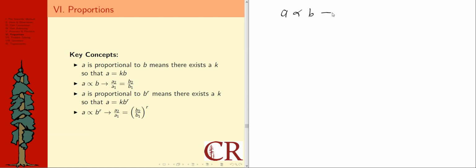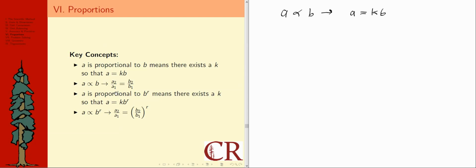And in that sense, I could restate this first statement as simply saying that a is equal to k times b for some k that exists, that maybe I know, maybe I don't know what it is.